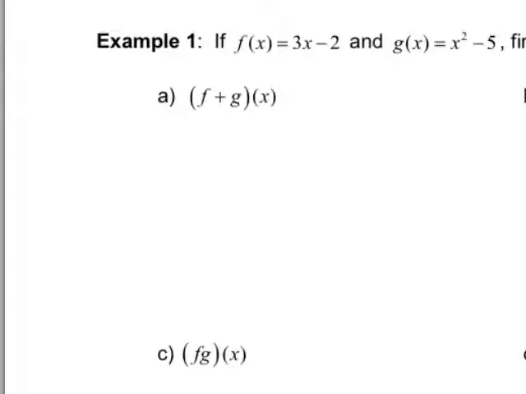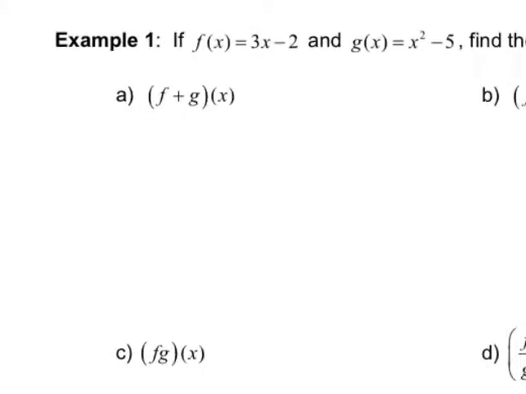We're told that f of x is equal to 3x minus 2 and g of x is equal to x squared minus 5. So if you look at your questions A through D, that's going to practice all four. Plus, and then we're going to do minus, then multiply, then divide. So let's add these two functions first.